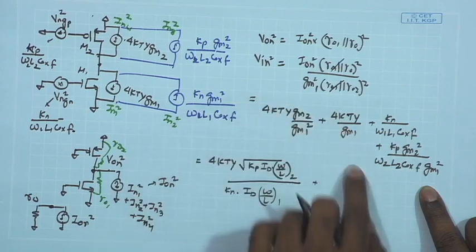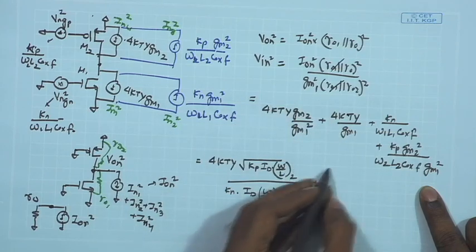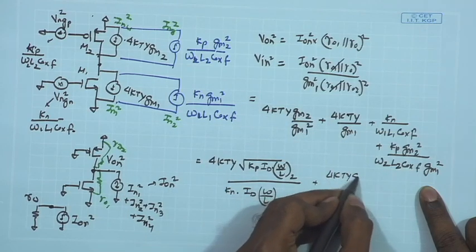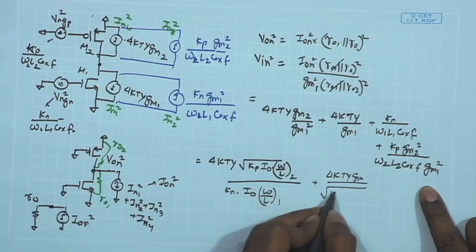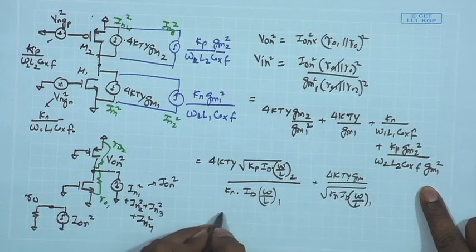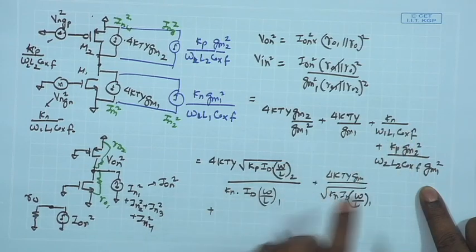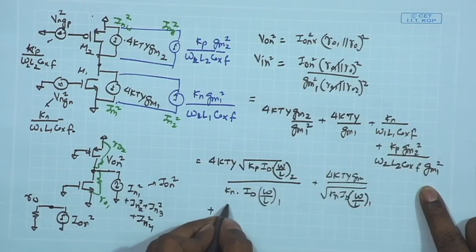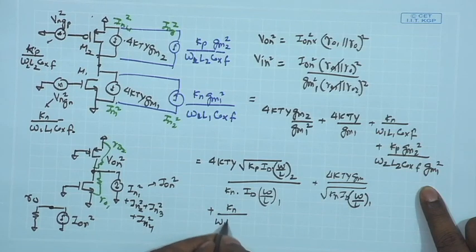Likewise, the second term is also the same thing, 4 kT gamma Gm and root under Kn Id W by L 1. And the second to last term, once again, is already simplified in terms of the W by L, W1 L1.